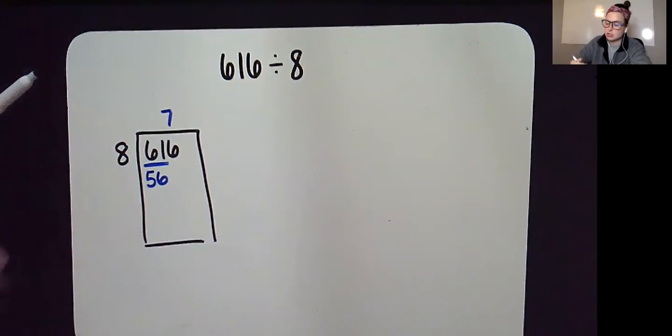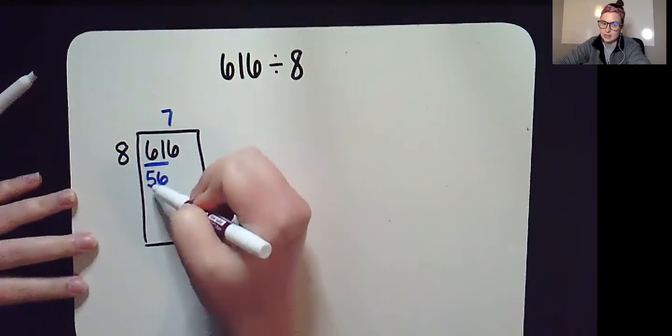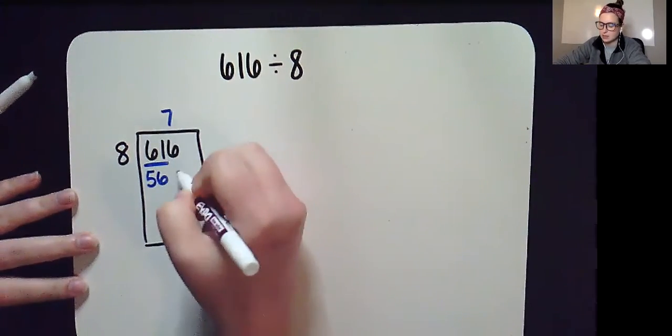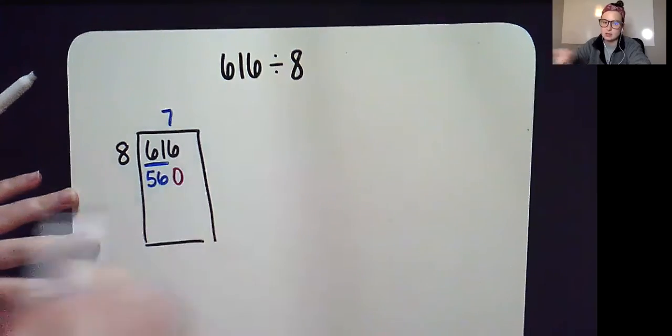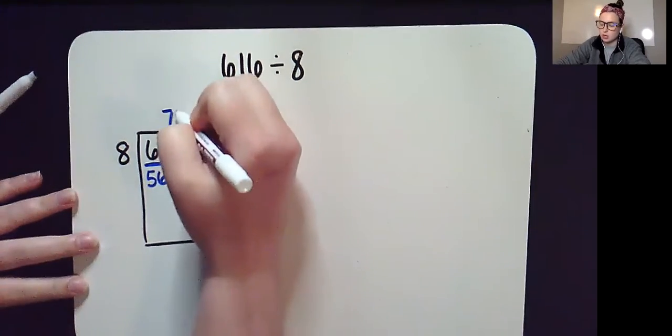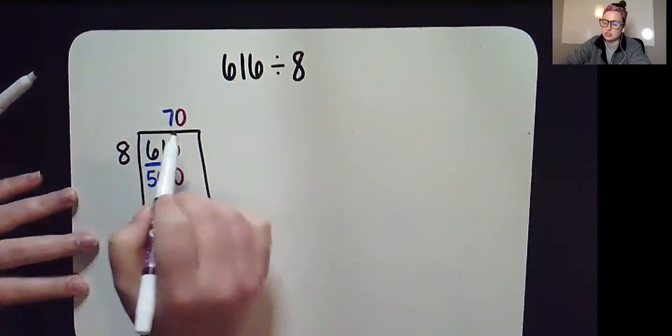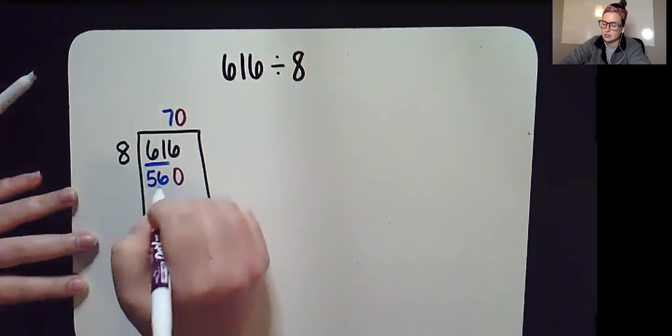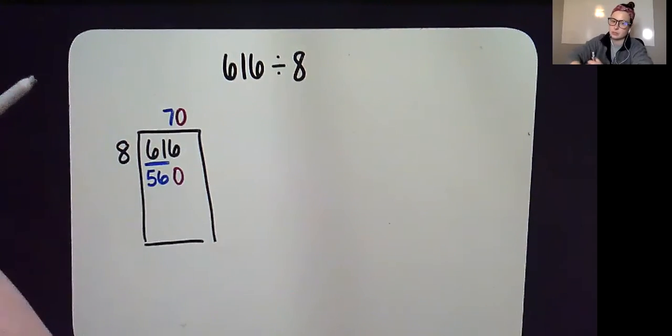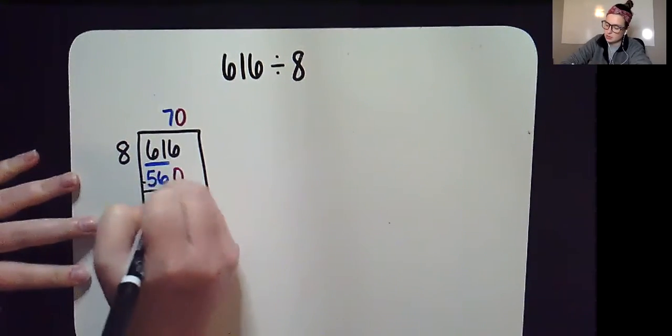Now we need to make sure all of our numbers have buddies. These two are lined up. These guys are lined up. This one has nobody, so we're going to give him a 0. And we'll also put that 0 on top. This shows that 70 times 8 is 560. Now I'm ready to subtract.